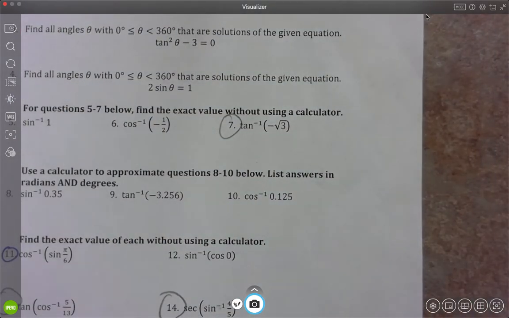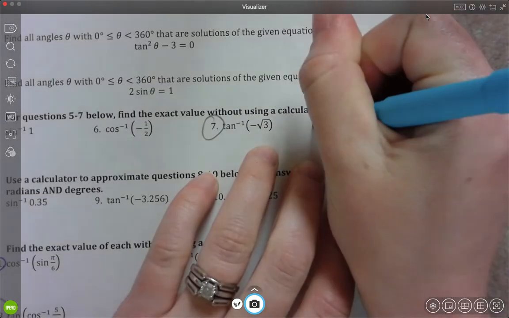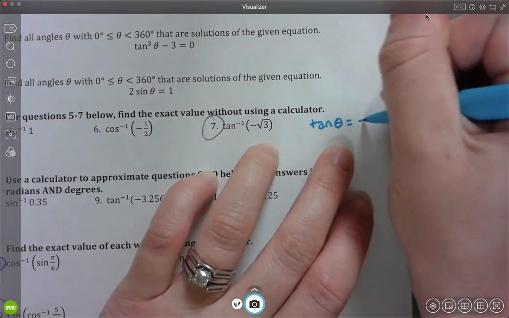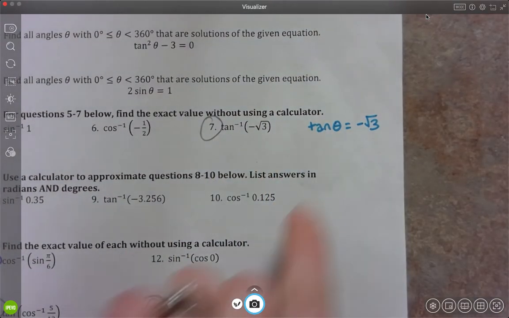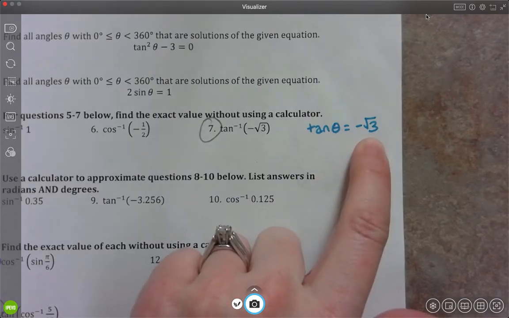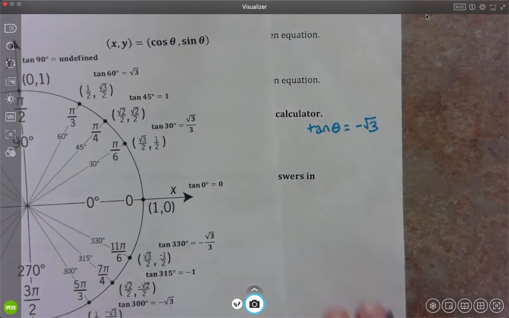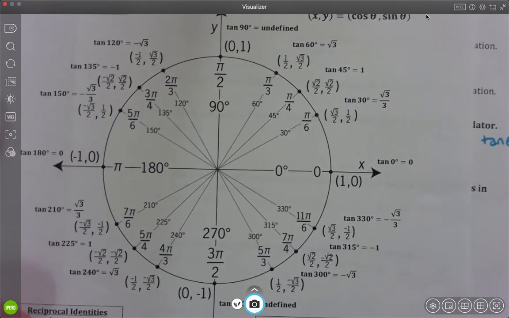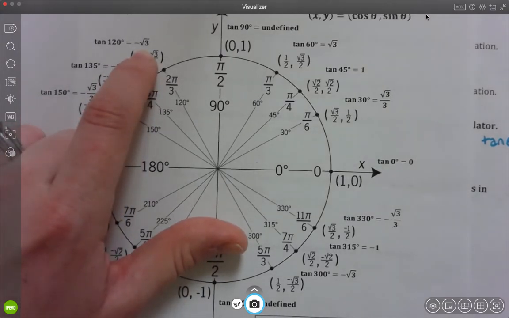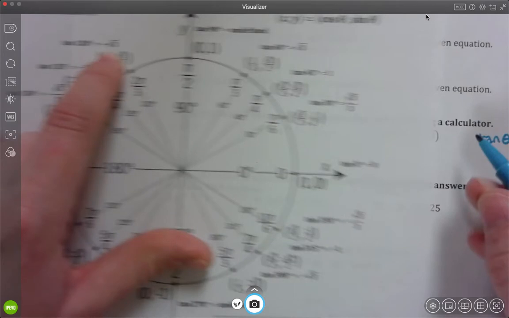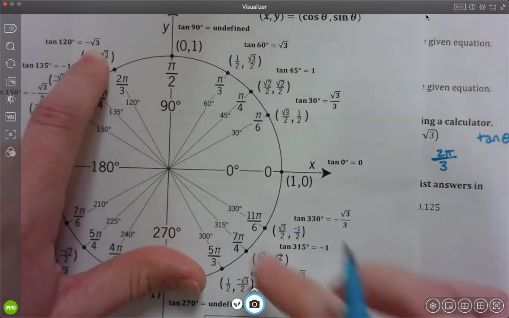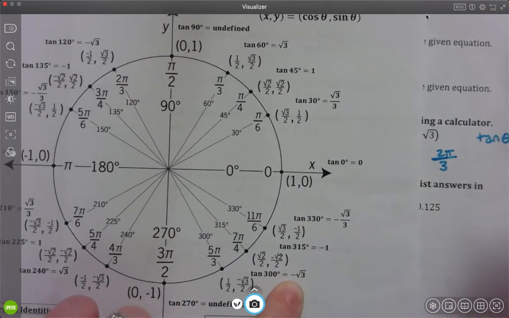Now, if this question were presented instead as tangent of theta equals negative square root of 3, this would be saying find the angle where tangent is negative square root of 3. So we look on our unit circle for negative square root of 3 for tangent, and there are 2 places. The first is at 2 pi over 3, so that's going to be one of my answers. Negative square root of 3 is also at 5 pi over 3.